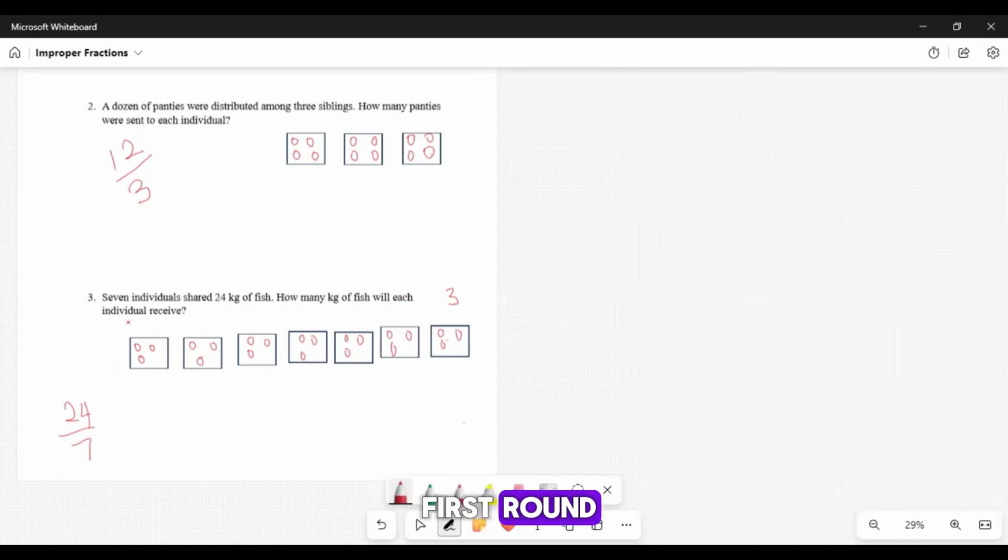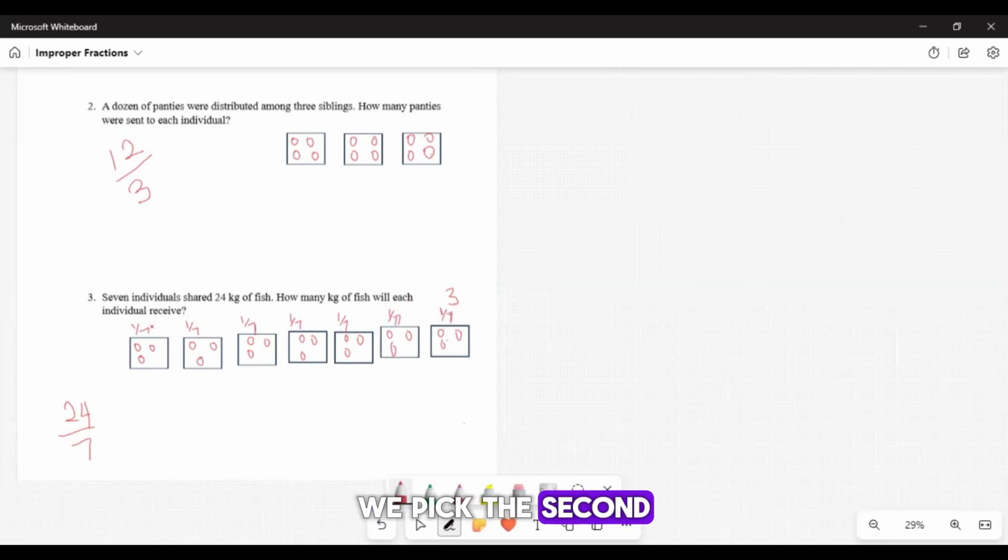So for the first round, this one will receive 1 out of the 7. Coming back to our proper fractions, this one will receive 1 out of 7, this one will receive 1 out of 7, and so on, until each of the 7 people has received 1 out of 7.